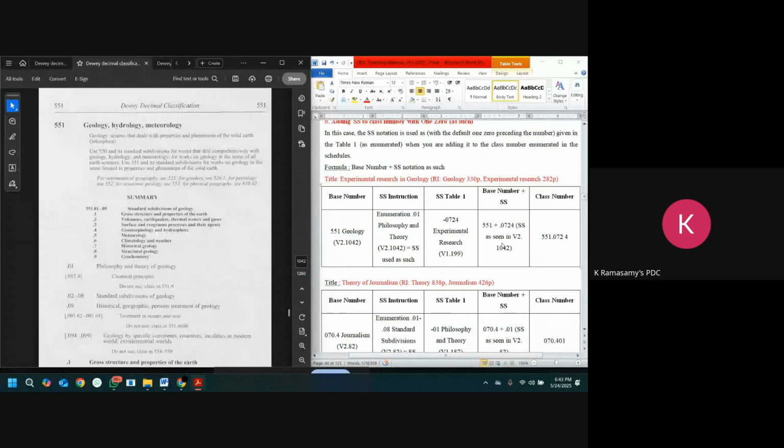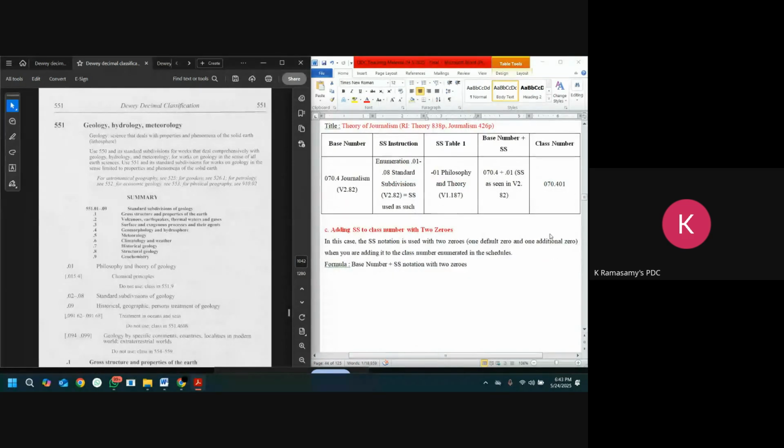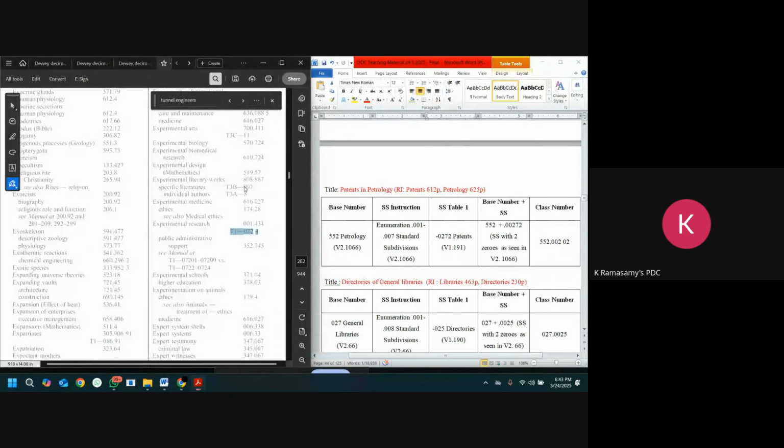Okay. As usual, single zero standard subdivision is added to geology. Similarly, you can add it to journalism also, for example. And then there are occasions where you need to add standard subdivision with 2 zeros. See, for example, patterns in petrology.